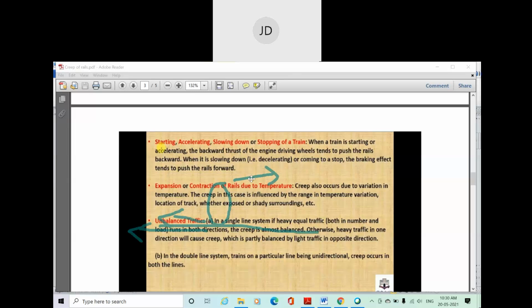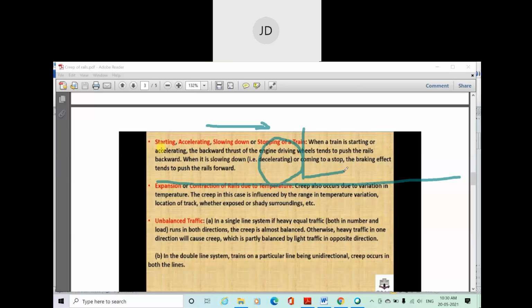And when the train stops suddenly, suppose it is moving in this direction and suddenly it stops, then it gives a forward thrust. That means when it is slowing down or coming to a stop, the braking effect tends to push the rail forward. Okay, because of the stoppage, it gives additional friction or additional force, and because of that, it tries to push the rail in the forward direction.